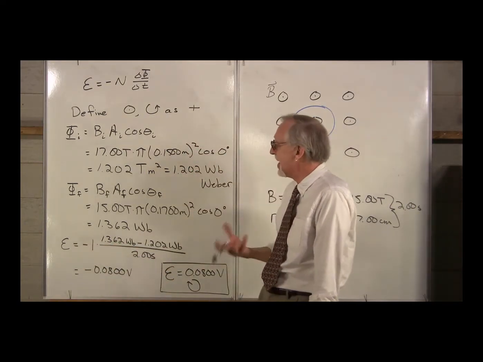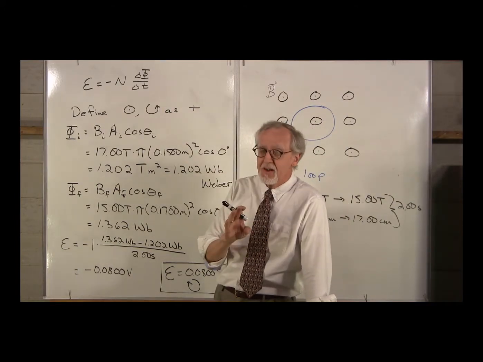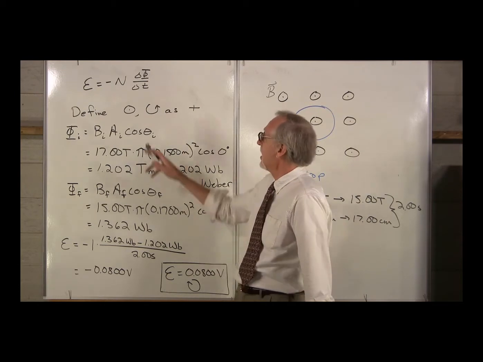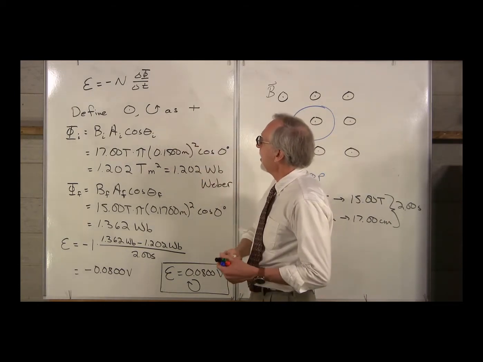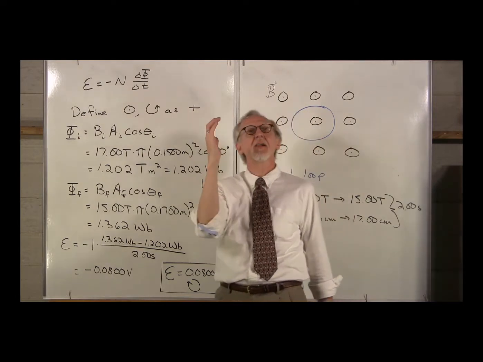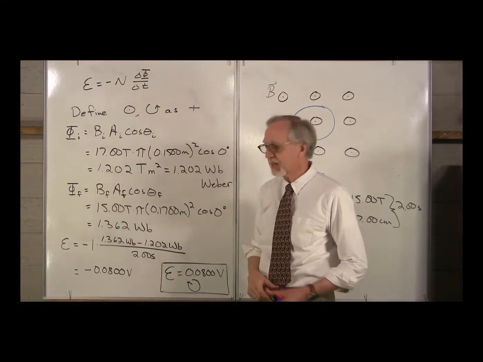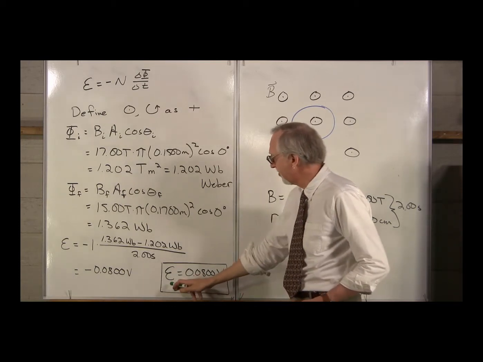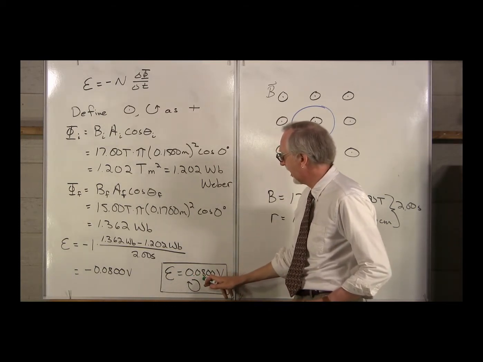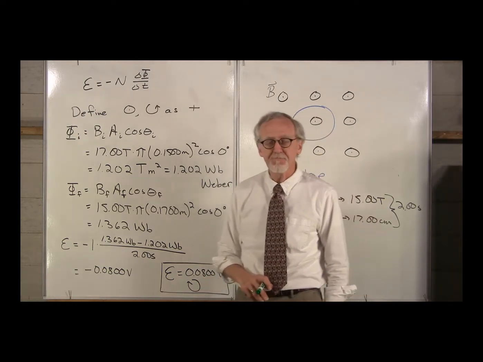What does a negative voltage mean, or a negative EMF? We have to look at the direction. If positive is counterclockwise, negative must be clockwise. So a negative EMF means it's clockwise. So we have the EMF is 0.0800 volts in the clockwise direction.